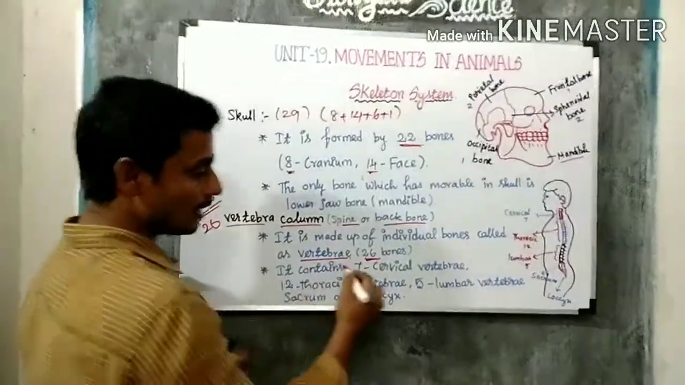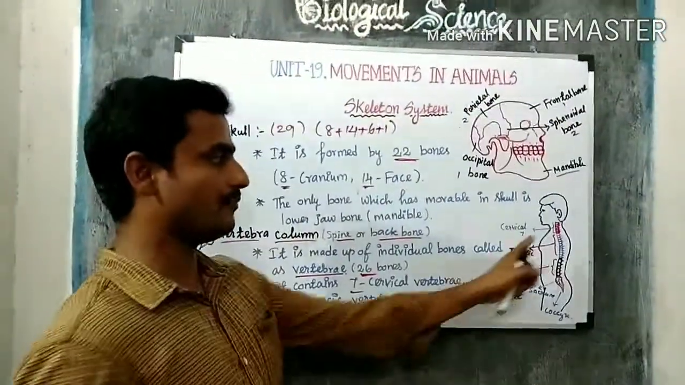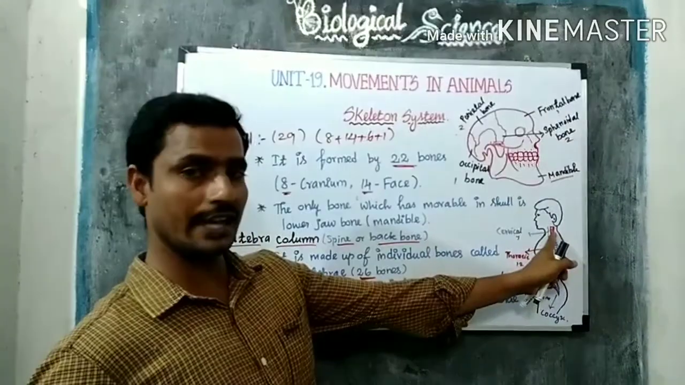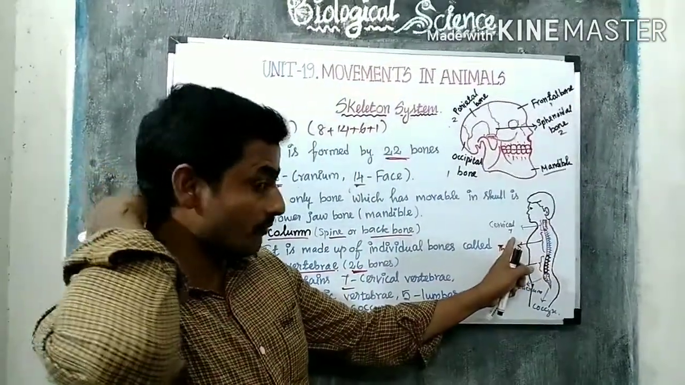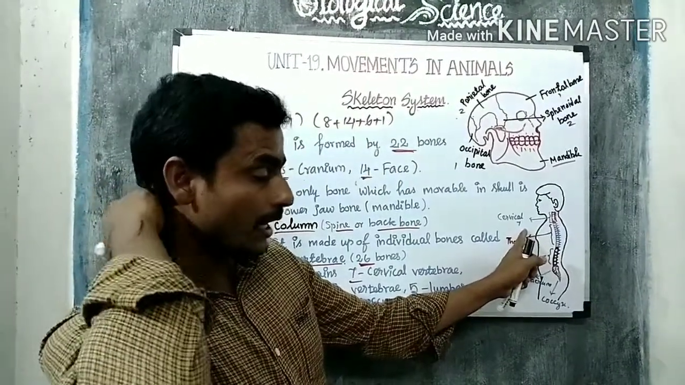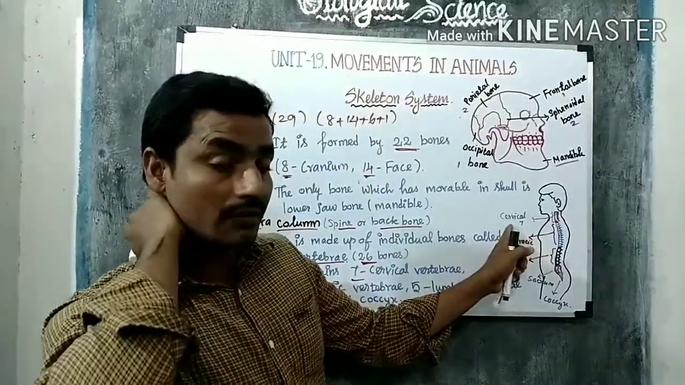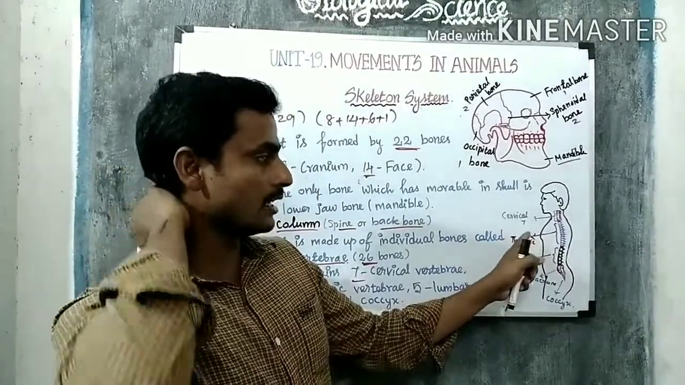In that, we have 7 cervical vertebrae, present in our neck region. We have 7 vertebrae in our neck region. They are called cervical vertebrae.